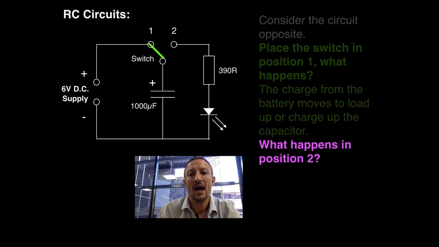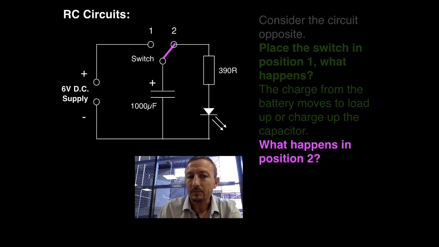So the next question is, what happens then if we detach the DC supply, i.e. we switch it off and move the switch to position 2, like so. Now in this case, what do you think will happen? Pause the video now, have a think, and come back and we'll discuss the answer.